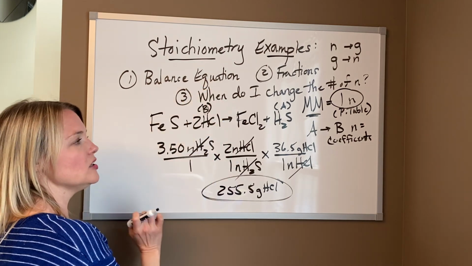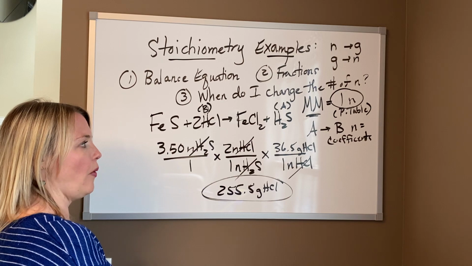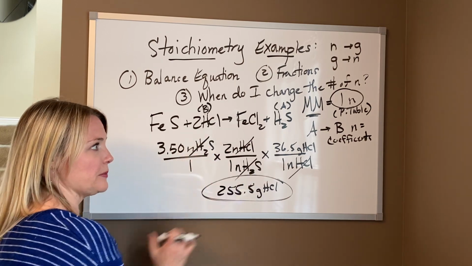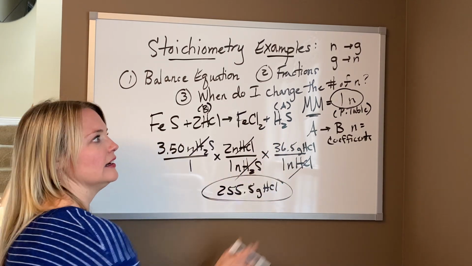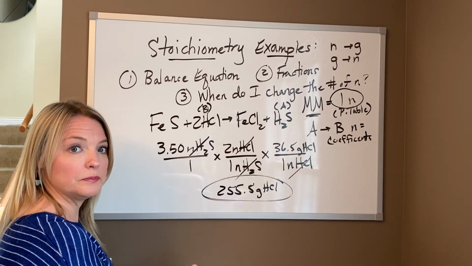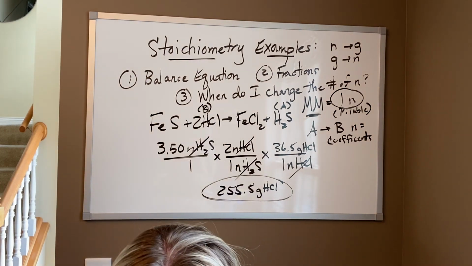Okay, so I had a balanced equation, I worked in fractions, and then I looked at my number of moles. When I converted from substance A to B, I used my coefficients. When I went back to mass, I used 1 from my periodic table. Okay, so there's one example, and then I want to show you one more.